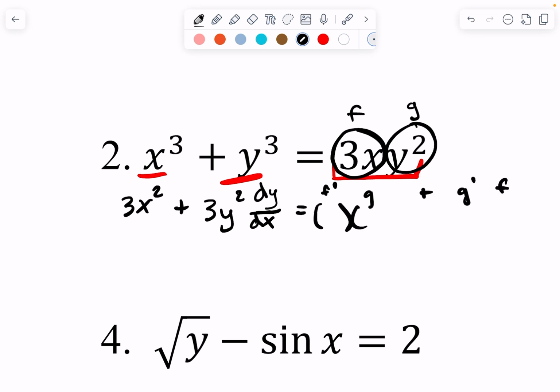I'm going to do my bubbles here so I don't forget anything. All right, f prime is the derivative of 3x, which is 3. G just stays y squared. G prime is 2y dy dx. F is 3x. Okay, I got a mess here. I'm going to recopy.